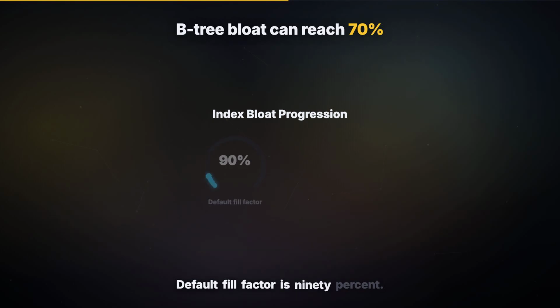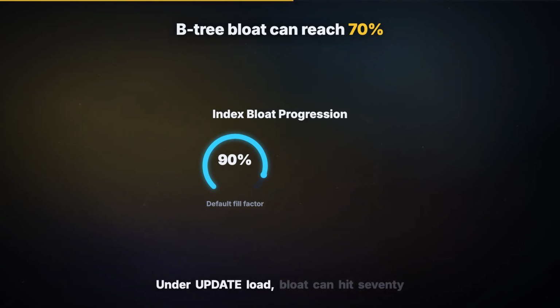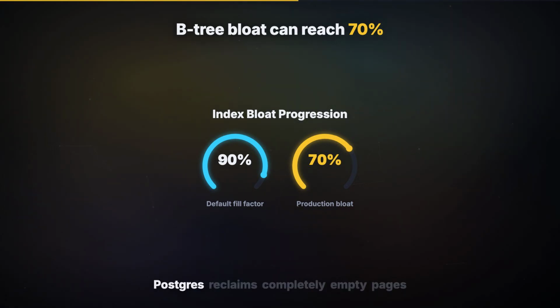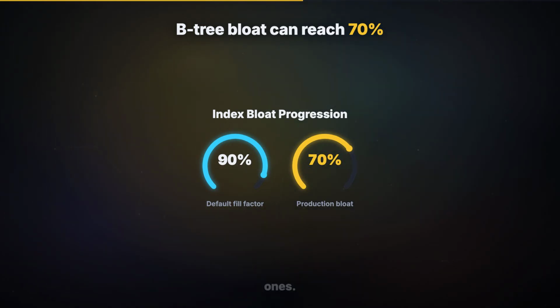Default fill factor is 90%. That's 10% bloat by design. Under update load, bloat can hit 70% before you notice query slowdown. Postgres reclaims completely empty pages, but makes no effort to consolidate sparse ones.